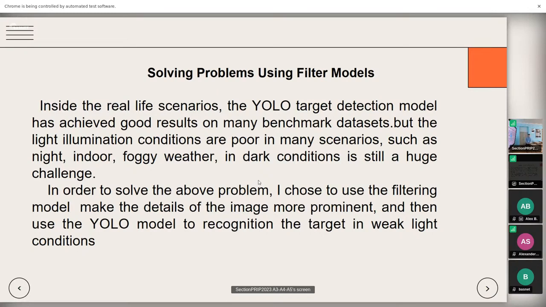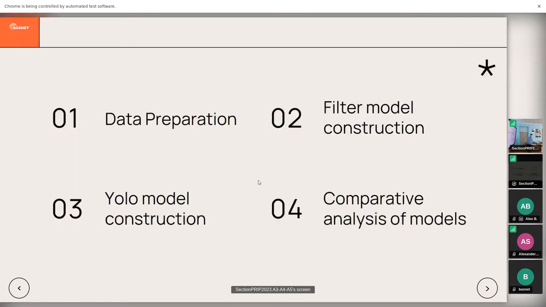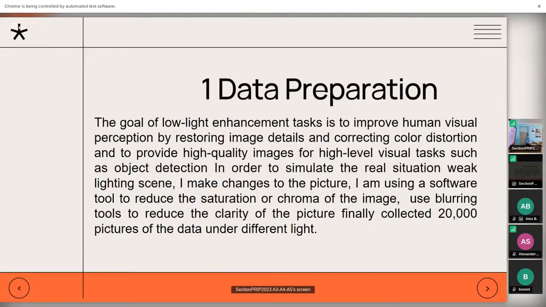What problem? In the pipeline there are more types. I choose to use famous models that make the details of the image more visible, and then use the YOLO model to recognize the targets in weak light conditions. Next page. And I have divided it into 4 parts.